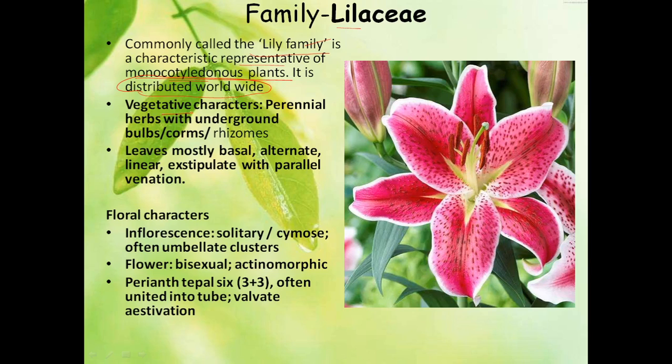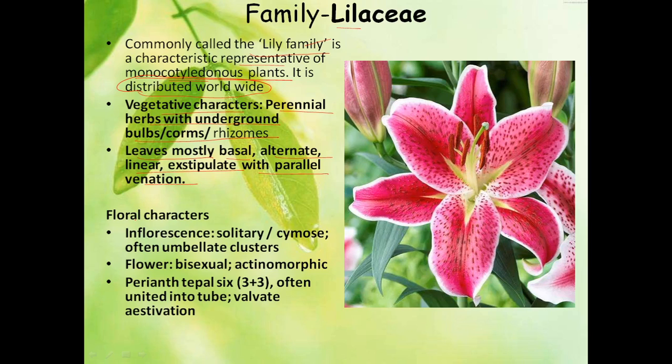Now we will discuss the vegetative characters. They are perennial herbs with underground bulbs, corms and rhizomes. That is, the bulb, corm or rhizome is underground. The vegetative parts you will find in this plant are basically underground. Leaves are mostly basal, alternate, linear, exstipulate, with parallel venation.